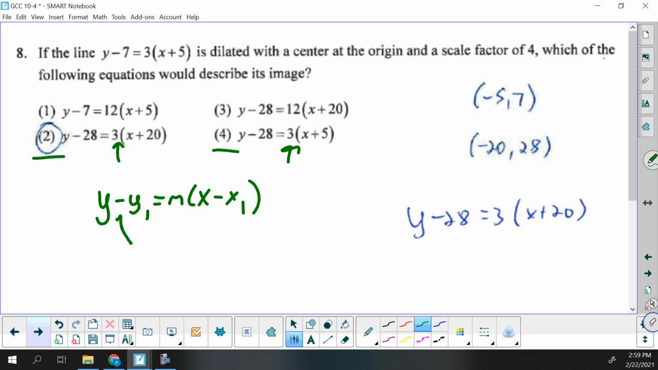Well, notice in our original setup, we have a minus. So if we have plus 5 and minus 7, that's really the point (-5, 7). Multiply them by 4, because the scale factor is 4, you get -20 and positive 28. Put those back into our point slope form, and that matches with choice 2.